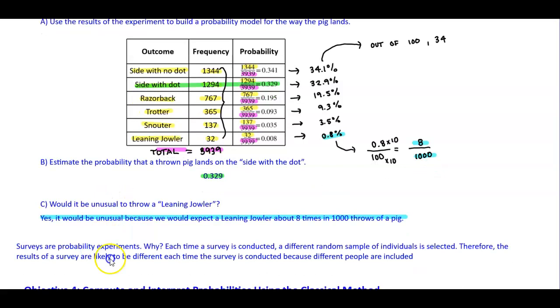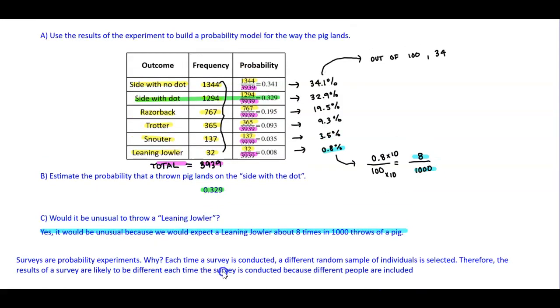Now, surveys are probability experiments. And why is that? Because each time a survey is conducted, a different random sample of individuals is selected. Therefore, the results of a survey are likely to be different each time the survey is conducted because different people are included.